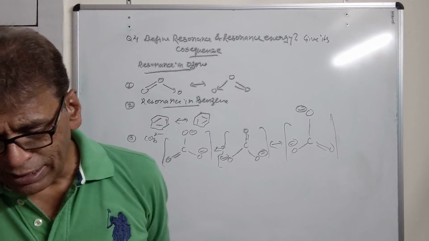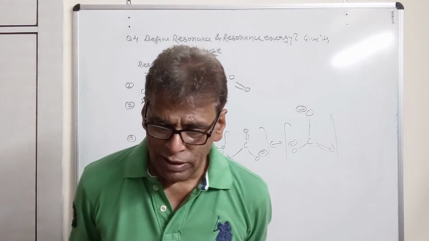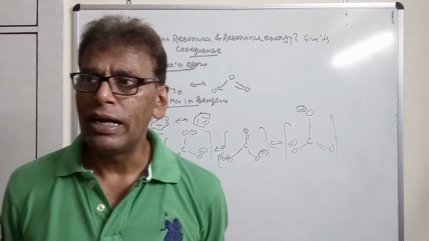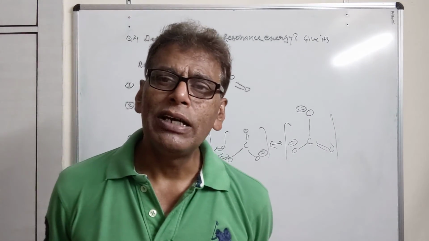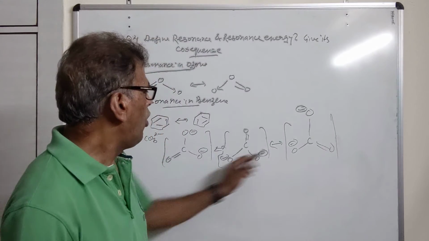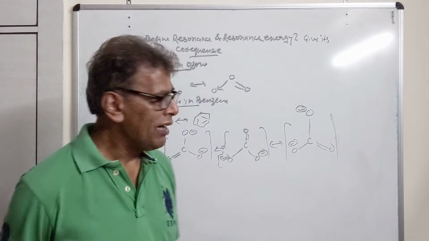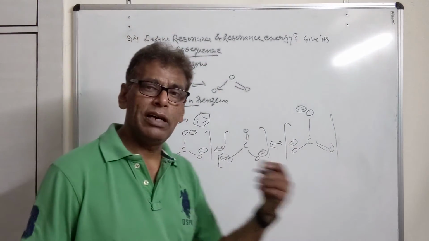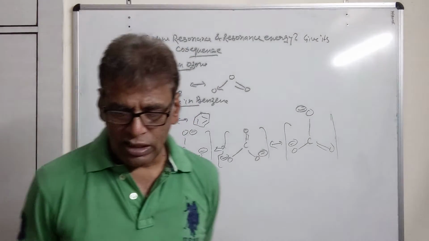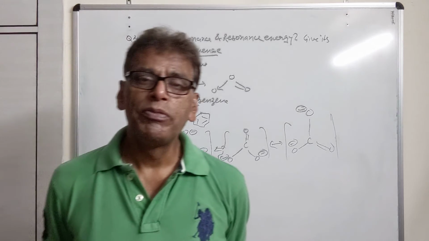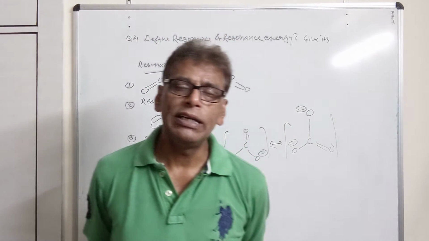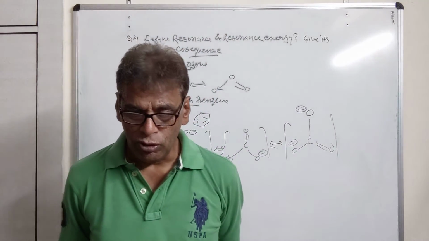So now, what is resonance energy? It is the difference between the energy of the most stable resonating structure and the resonance hybrid. Resonance hybrid is the mixture of all the structures, and out of these structures, one is the most stable; the difference of these two energies is called resonance energy. In the case of the benzene molecule, resonance energy is 150 kilojoules per mole.